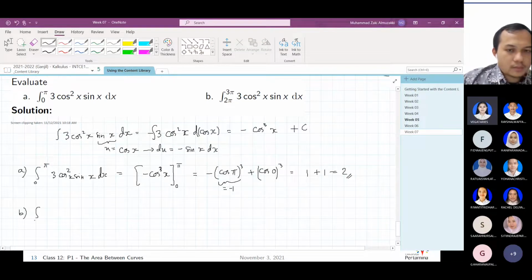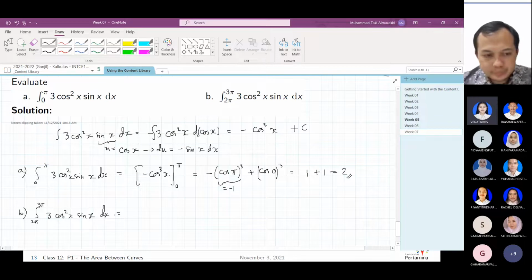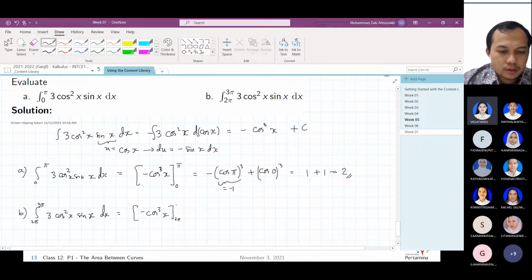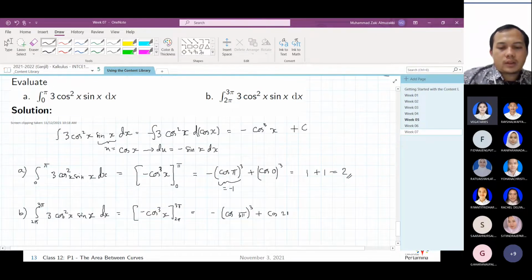And for b, we have the integral from 2 pi to 3 pi of 3 cosine squared x sine x dx is equal to minus cosine cubed x from 2 pi to 3 pi, which is minus cosine 3 pi cubed plus cosine 2 pi cubed, which is again cosine 3 pi is minus 1, cosine 2 pi is 1, so we have equal to 2 again.